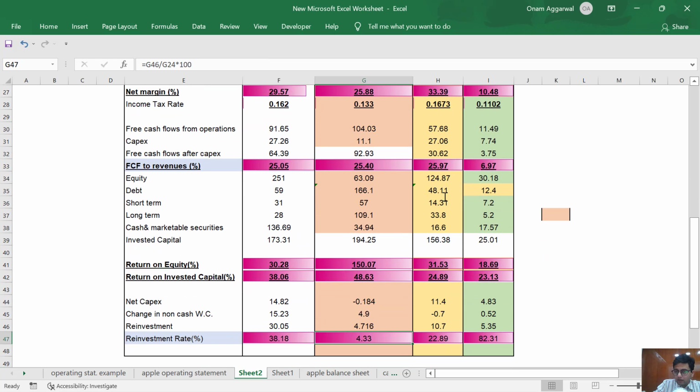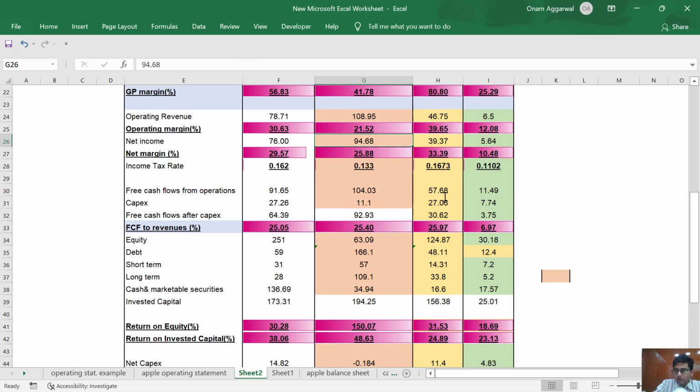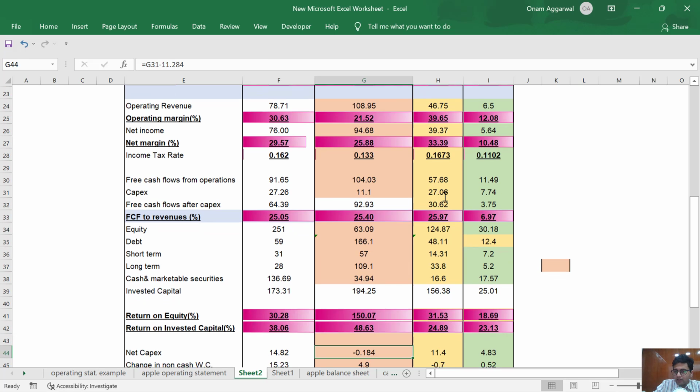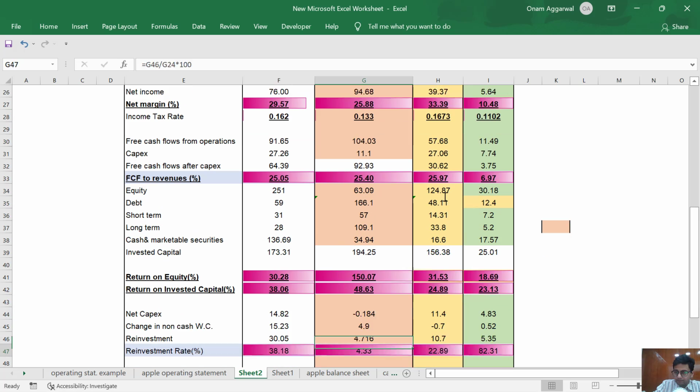Return on invested capital of Apple, for that we just have to find out the invested capital. Invested capital of Apple is 194.25. We take the operating income and we reduce our income tax rates, and we finally get our operating income after tax divided by our invested capital, and we get a return on invested capital of 48%.